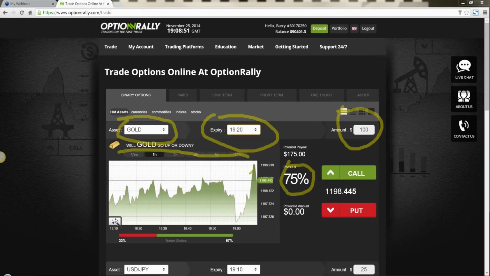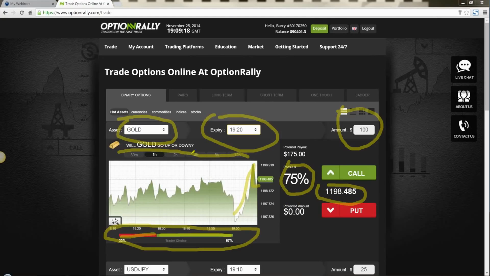We can see that gold has soared up and now it's recovering back down to $1198, which is just about where it started today. We see the actual price of $1198.44, and we can see with the trader choice bar right here that 67% of all the people trading gold right now are trading it to go up, and 33% are trading it to go down. So we have to make a decision. The question is, will gold go up or down by 1920? If so, we're going to invest $100.